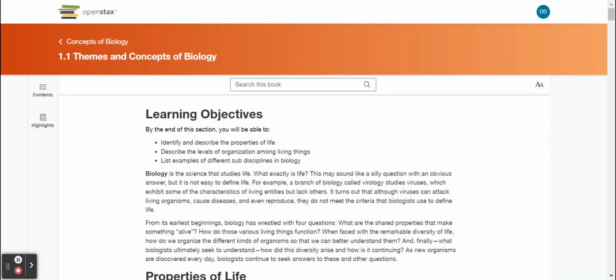Section 1.1, Themes and Concepts of Biology. By the end of this section, you will be able to identify and describe the properties of life, describe the levels of organization among living things, and list examples of different subdisciplines in biology.